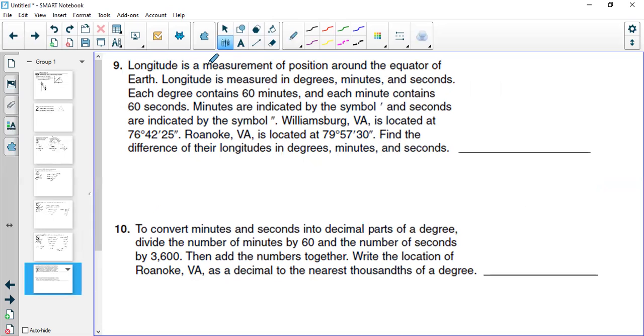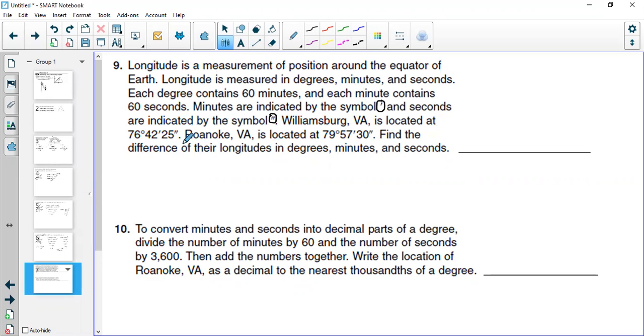Okay. Longitude is a measurement of position around the equator of Earth. Now if you are learning geography, I think you must have learned about it. So longitude is measured in degrees, minutes, and seconds. Each degree contains 60 minutes and each minute contains 60 seconds. You have to read this question at least 2 times to understand it better. Minutes are indicated by this symbol, and seconds are indicated by this symbol.